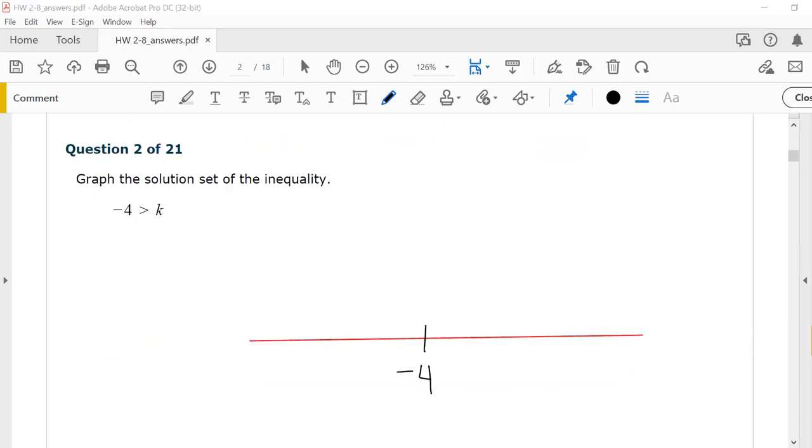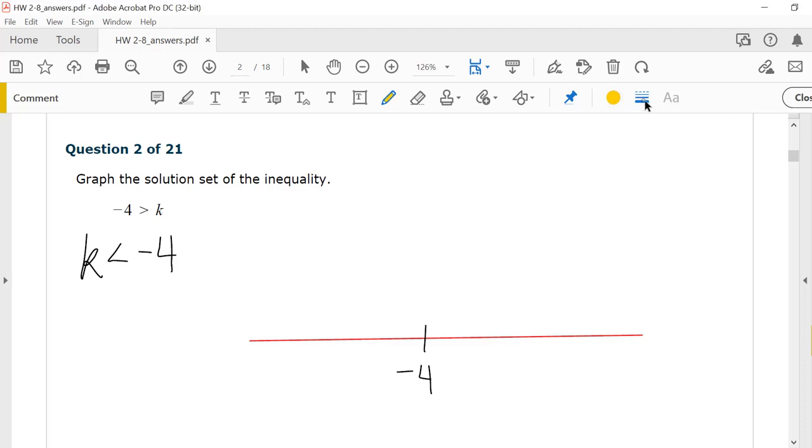Question 2, graph the solution set, -4 greater than k. I always want to get the variable on the left-hand side. So I'm going to just totally flip this inequality around. If -4 is bigger than k, then k is going to be less than -4. K less than -4. So it's going to be an open circle.